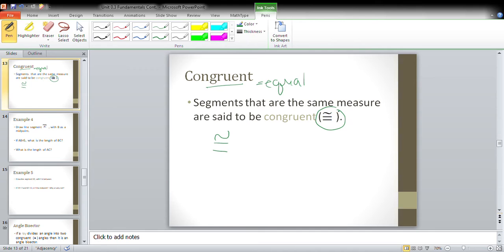So segments that are the same measure are said to be congruent. Angles that are the same measure are said to be congruent. So if you have measure of angle 1 is 40 degrees, measure of angle 2 is 40 degrees, then we can say measure of angle 1 is congruent to measure of angle 2. So congruent means equal.